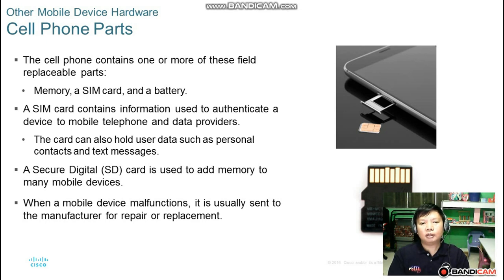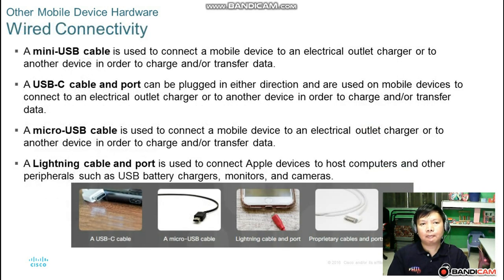A secure digital or SD card is used to add memory to many mobile devices. When a mobile device malfunctions, it is usually sent to the manufacturer for repair or replacement. Wired connectivity. A mini USB cable is used to connect a mobile device to an electrical outlet charger or to another device in order to charge and or transfer data.